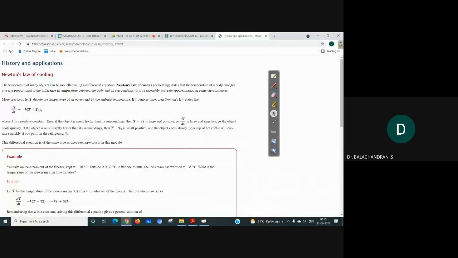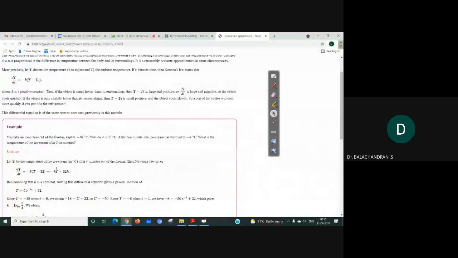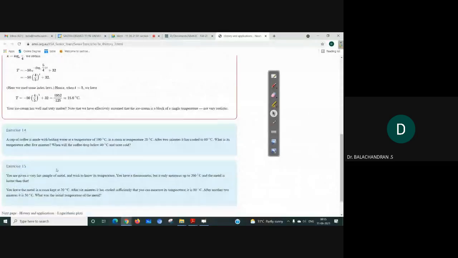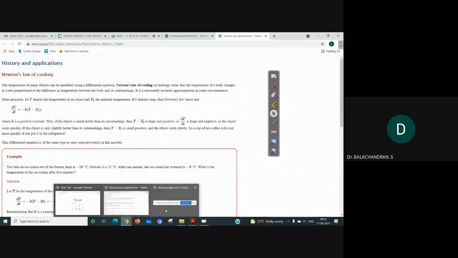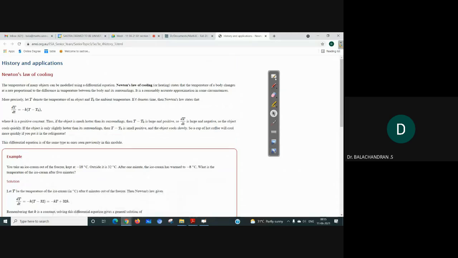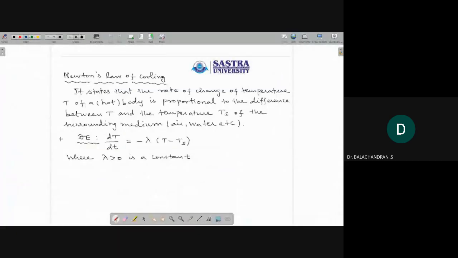Some of the problems are here. Maybe I will give you these as practice problems. Now I will go to the slides. So this is the differential equation: dT/dt = -λ(T - Ts).